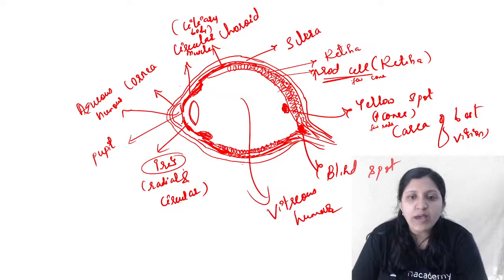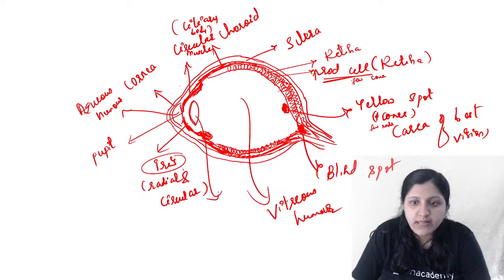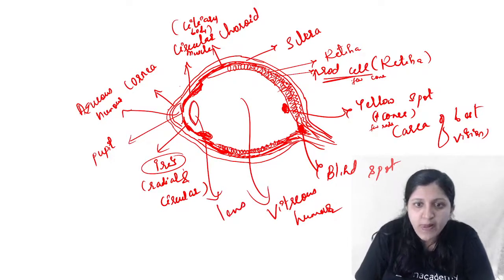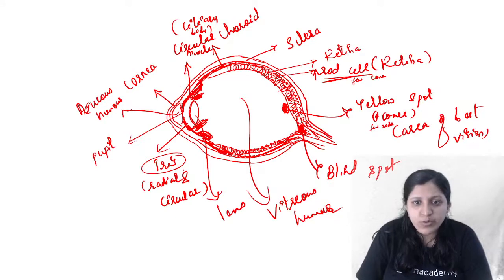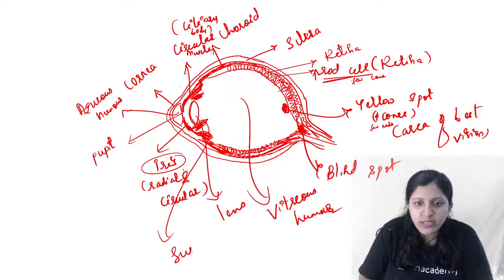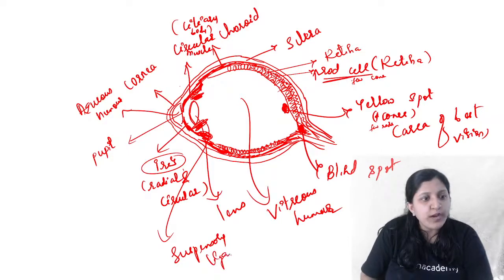Now you have seen this is actually the lens, which I have not mentioned, and here there are ligaments, the suspensory ligament. Have I labeled it? No, right? So this one is actually the suspensory ligament, and it is holding on to this structure.